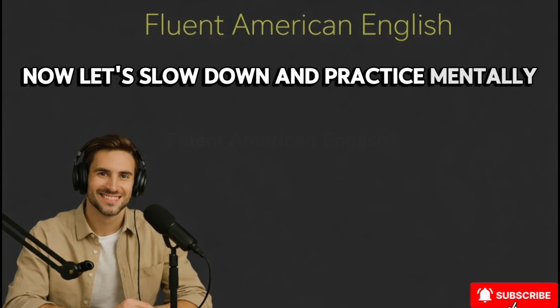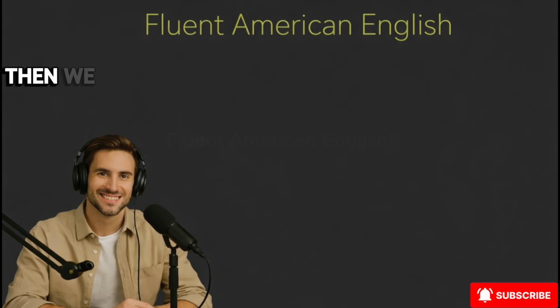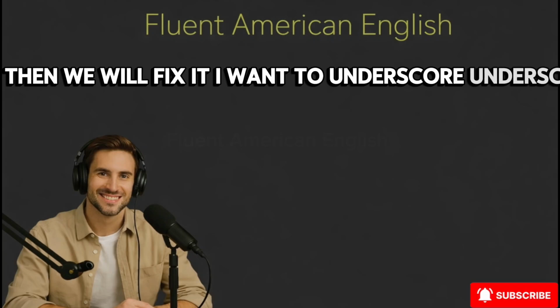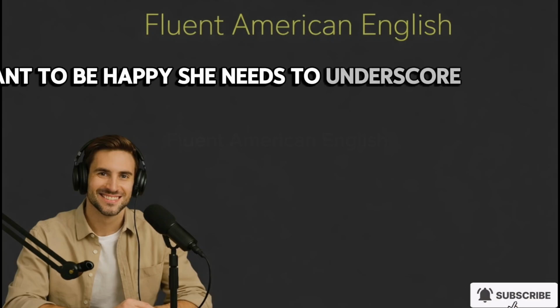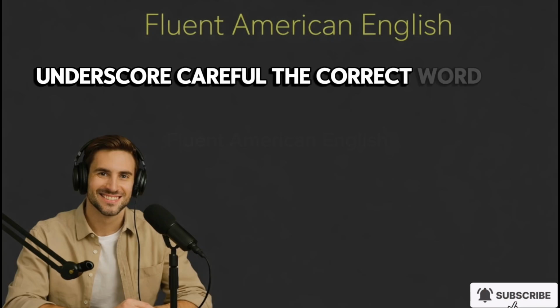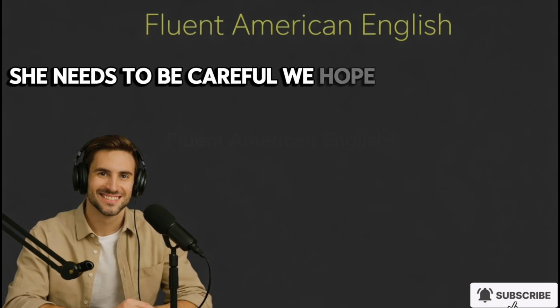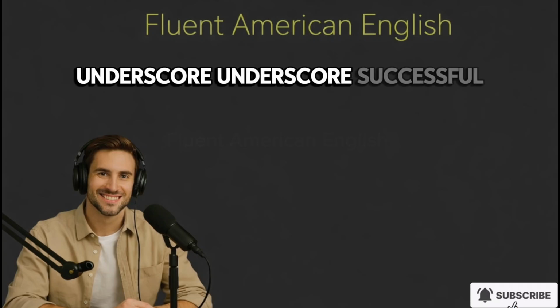Now let's slow down and practice mentally. I will say a sentence in a broken way and then we will fix it. I want to underscore happy. The correct word is be. I want to be happy. She needs to underscore careful. The correct word is be. She needs to be careful. We hope to underscore successful.